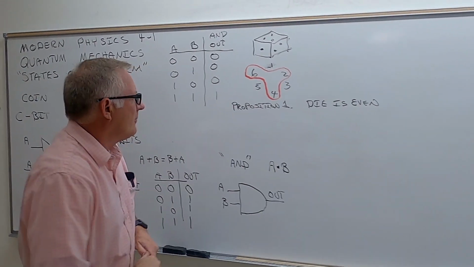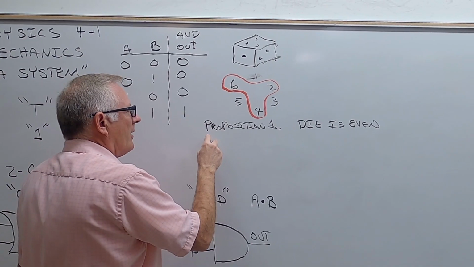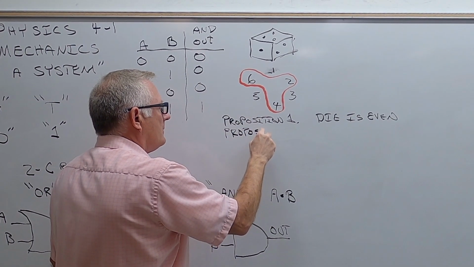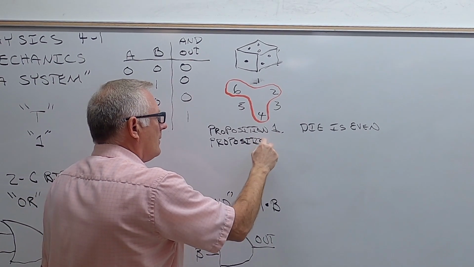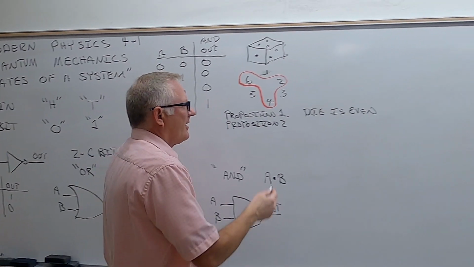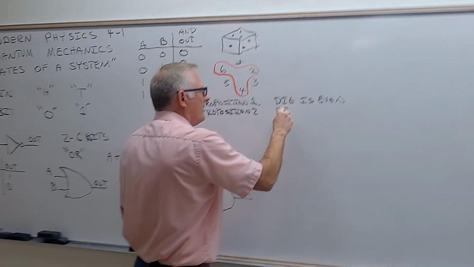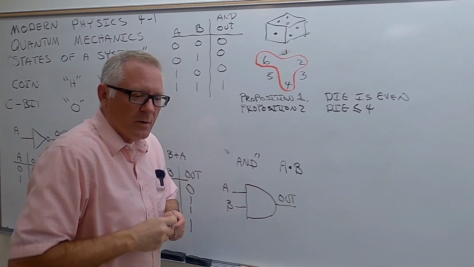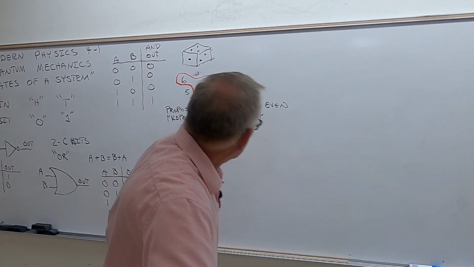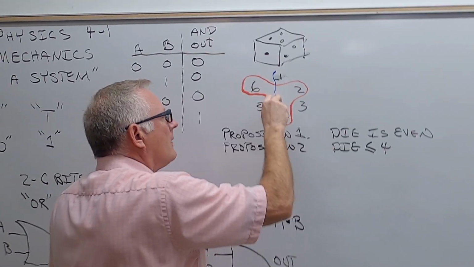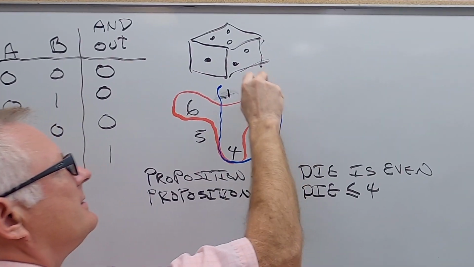We could also put a separate proposition, say proposition 2. How about the die is less than or equal to 4? Well, that gives me all of these right here.